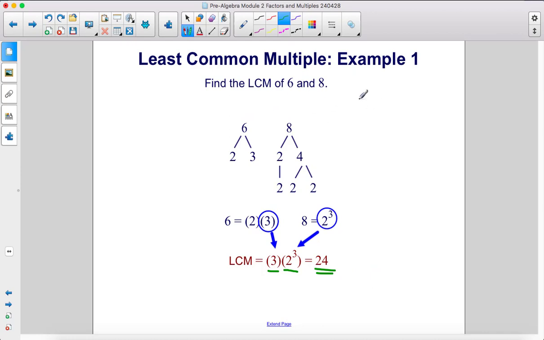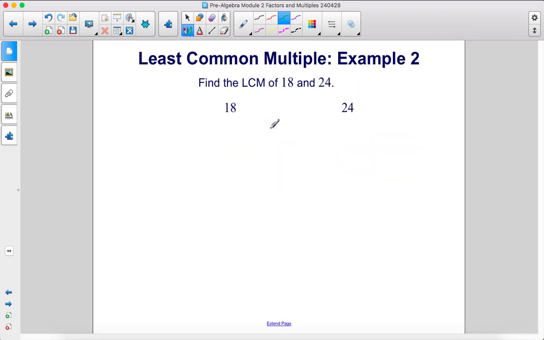Now if we had made our lists, so 6 times 1 is 6, times 2 is 12, 18, 24, 30, and so on. 8 would be 8, 16, 24, 32, and so on. You would find that the lowest number they have in common is 24. So you could make your lists and find the lowest number, or you could use this method, which is more reliable. Find the lowest common multiple of 18 and 24.